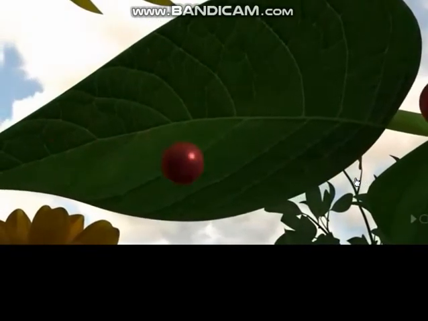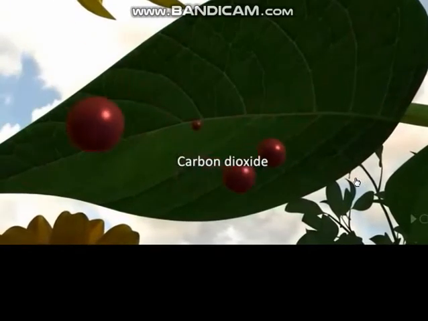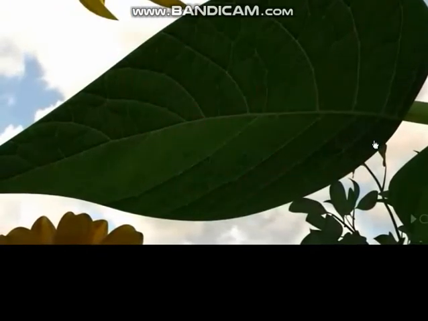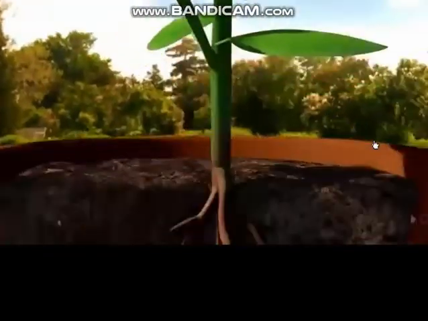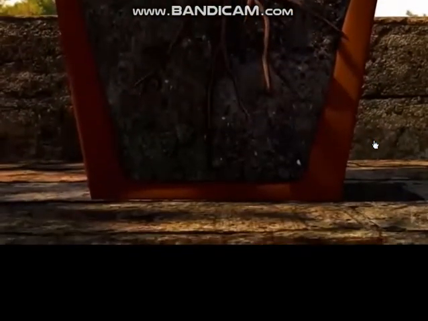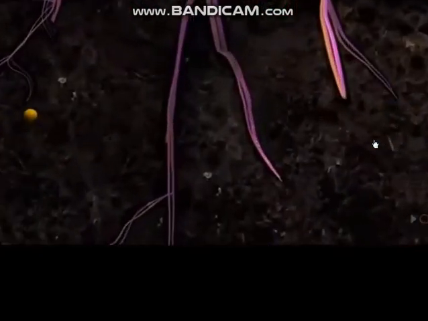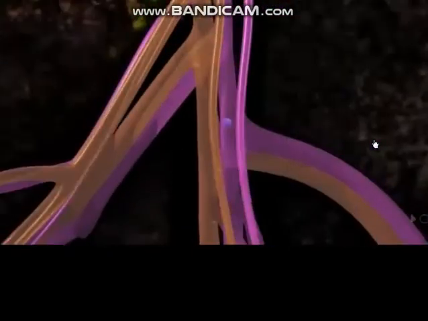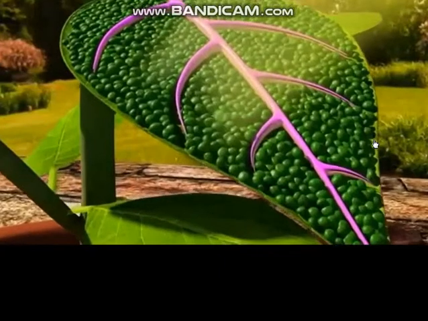Now let's understand what photosynthesis is. The leaves of a plant take in carbon dioxide molecules from the air and water molecules from the soil. The leaves contain a green pigment called chlorophyll, which gives them the green color.